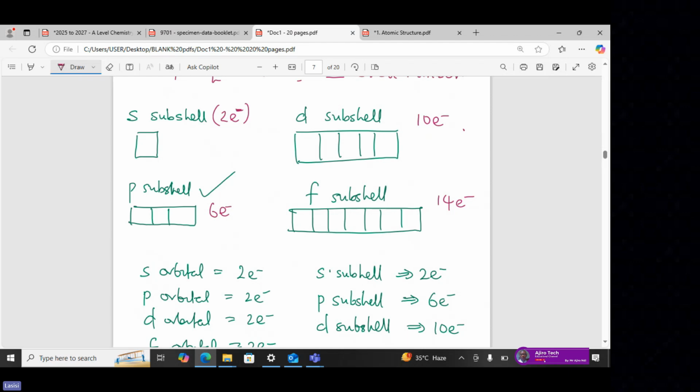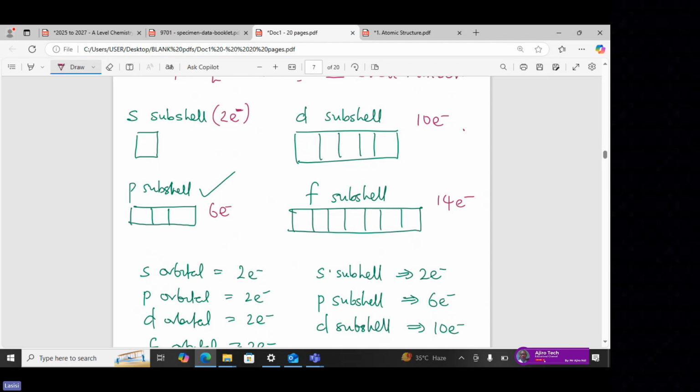Now, we are not saying that F must contain 14. We are saying they cannot hold more than 14. It may contain 1, 2, 3, 5, or 10, but not more than 14. We are saying that D can contain 1, 2, 3, 4, but it cannot contain more than 10. Is that the point now?